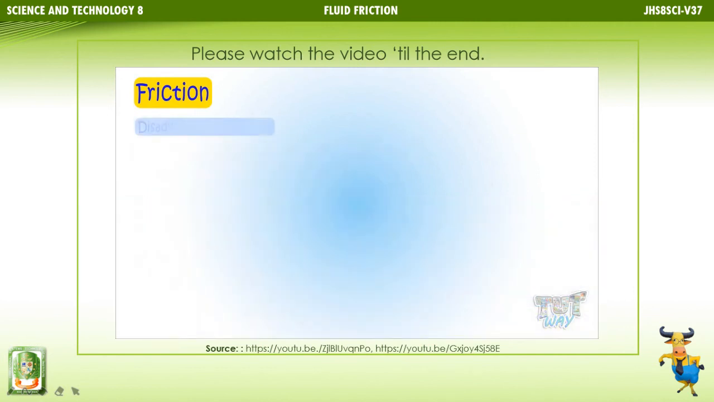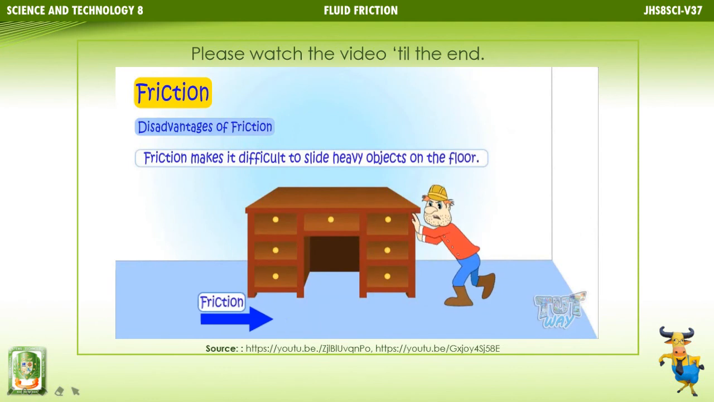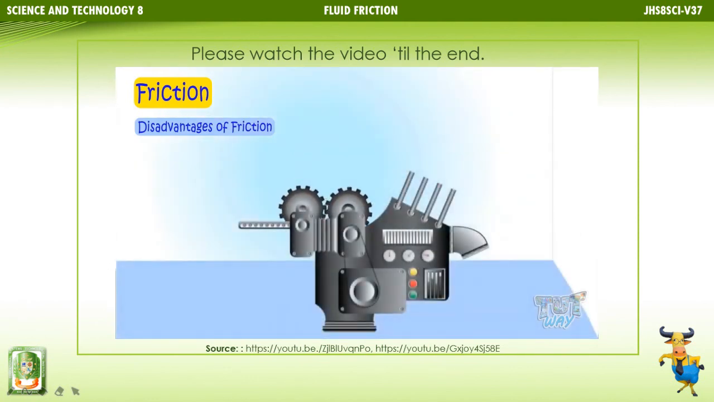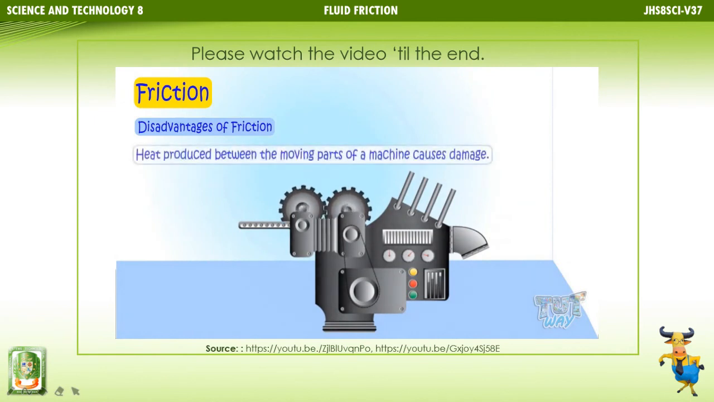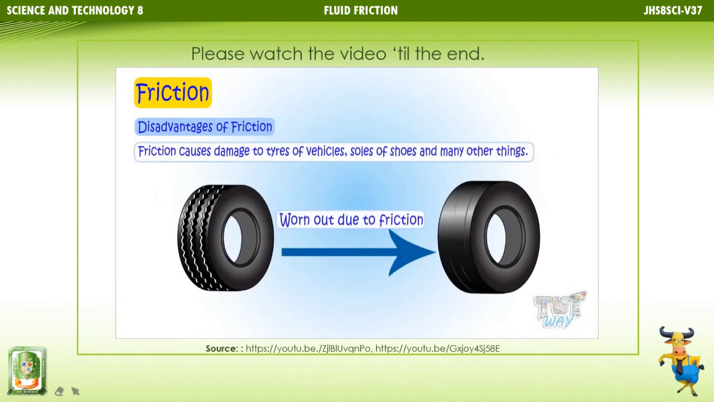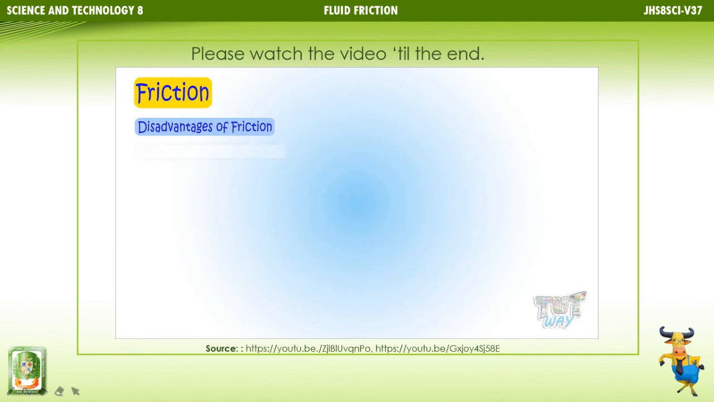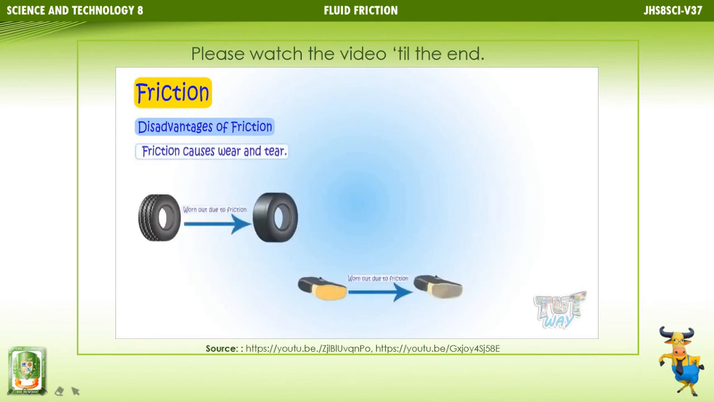Now, let's learn disadvantages of friction. Friction makes it difficult to slide heavy objects on the floor. Every machine has several parts that move together or rub against each other, because of which a lot of heat is produced in the machine and damages the machine. Friction causes damage to the tires of vehicles. It also damages soles of the shoes and many other things. So friction causes wear and tear.